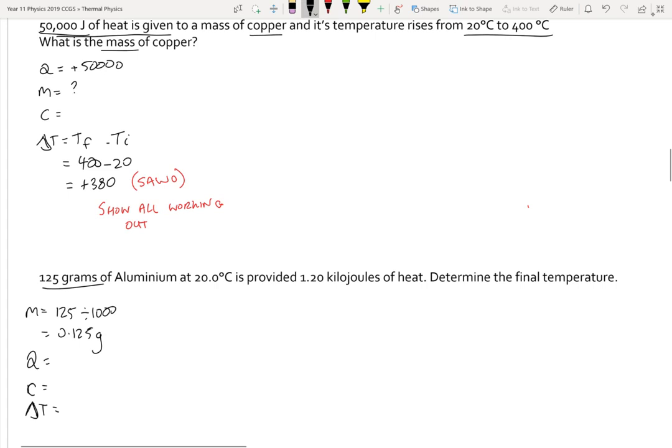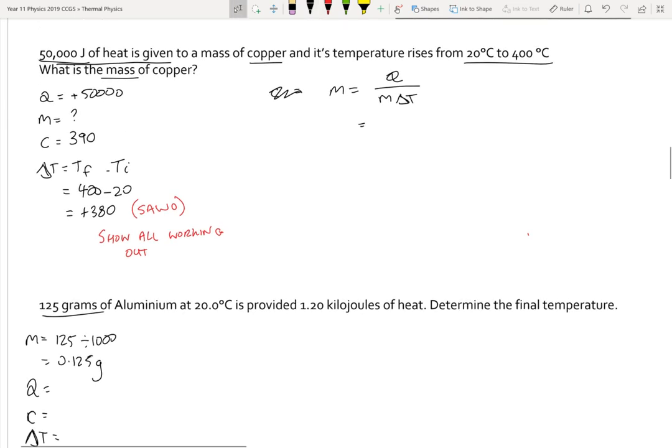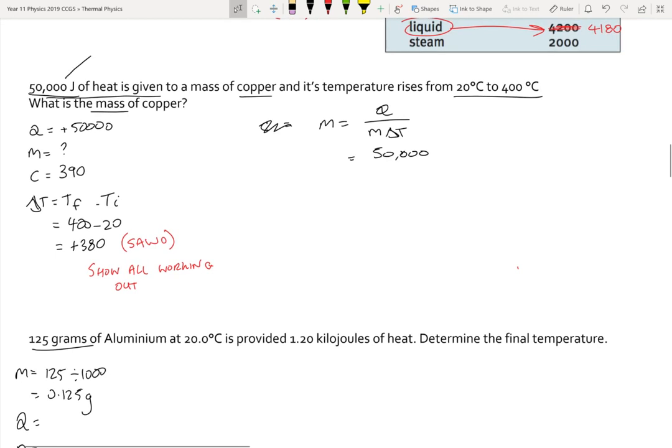Copper is 390. No, we don't want C, we want M. Oh yeah, this one's a little bit tricky. It should be 1 sig fig. If you looked at this, let's just get to it in a moment. Let's just solve this. That should be a C.